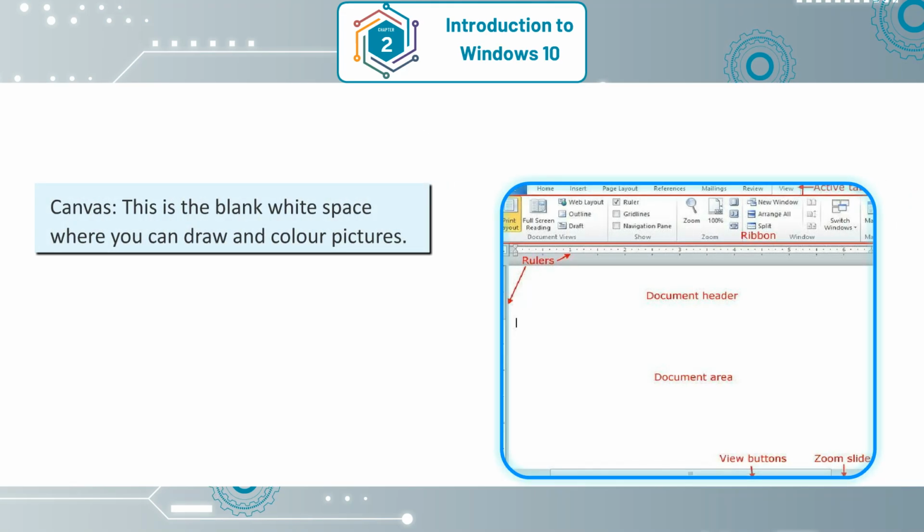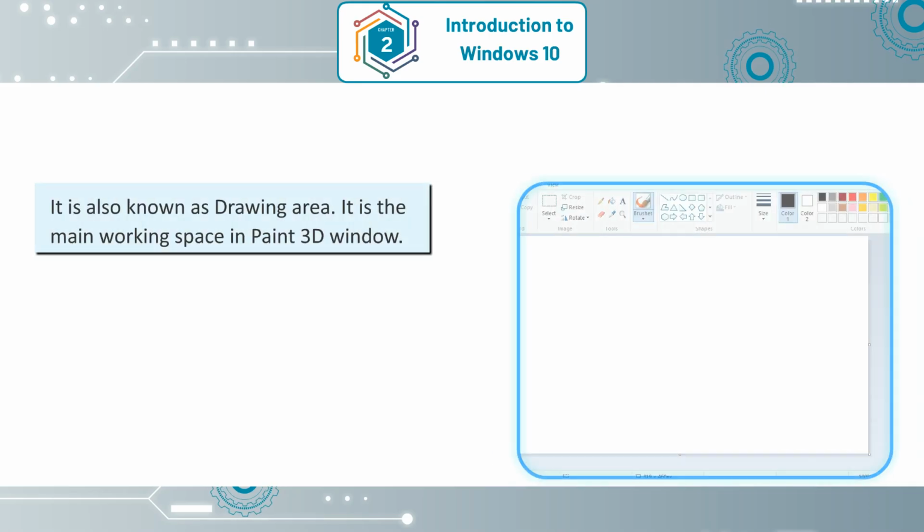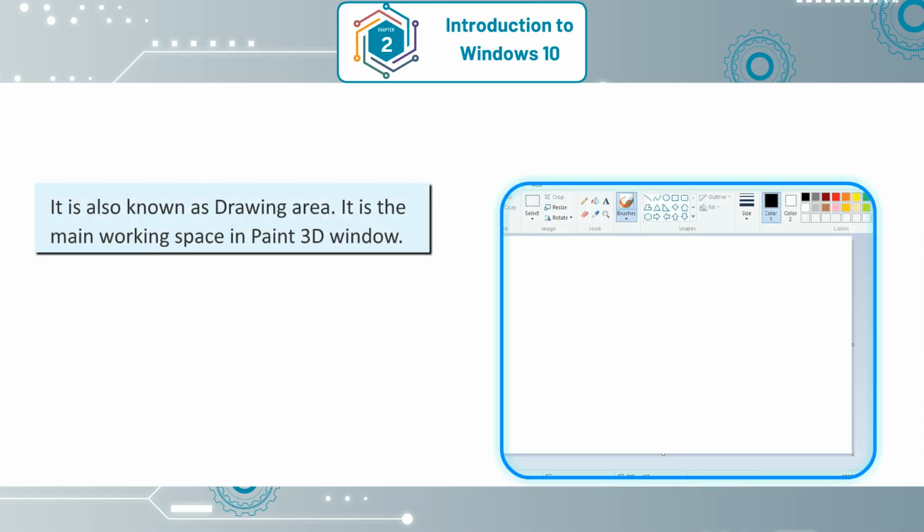Canvas. This is the blank white space where you can draw and color pictures. It is also known as the drawing area. It is the main working space in the Paint 3D window.